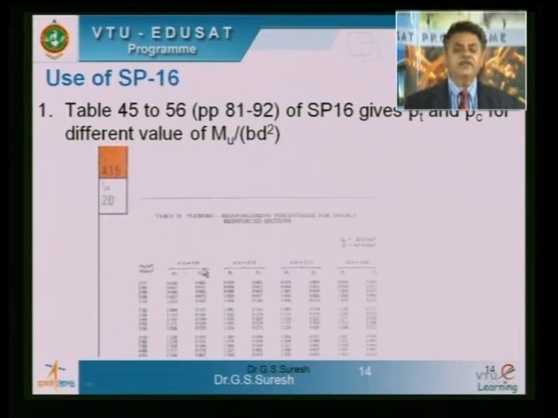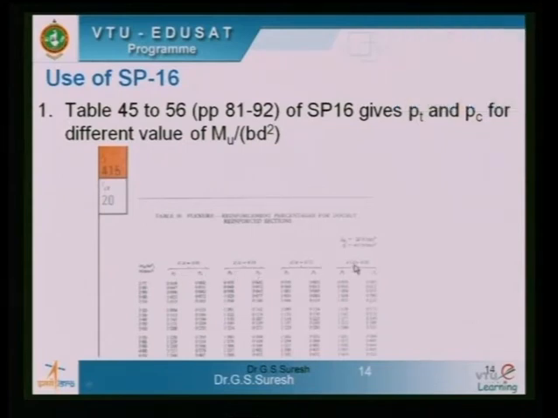For that, you have different ratios of d dash by d: 0.05, 0.1, 0.15, 0.2. Get the values of percentage of steel, Pt and Pc. Once you get Pt and Pc, you can calculate Ast, since Pt is 100 Ast by bd, and Pc is 100 Asc by bd, which gives you the percentage of steel. So, you need not do all those equation calculations which I showed you in the previous case.